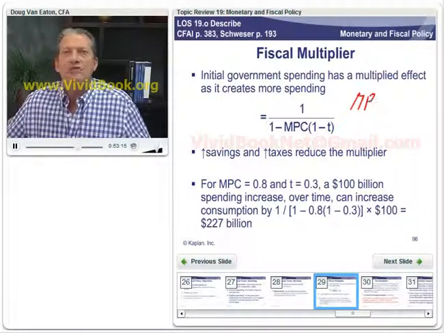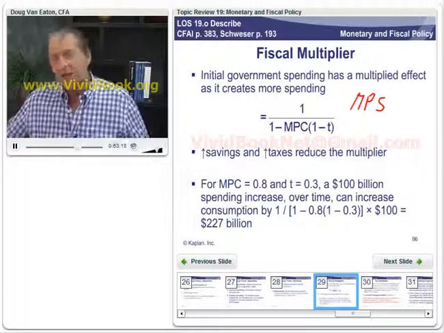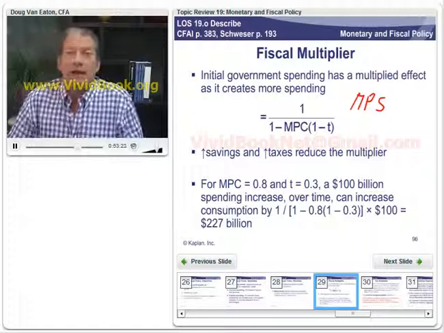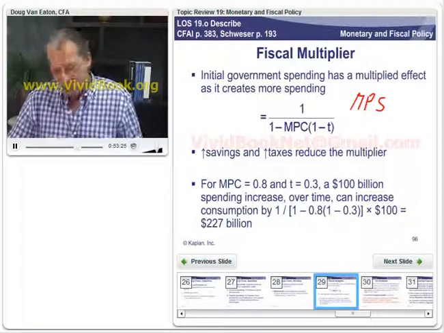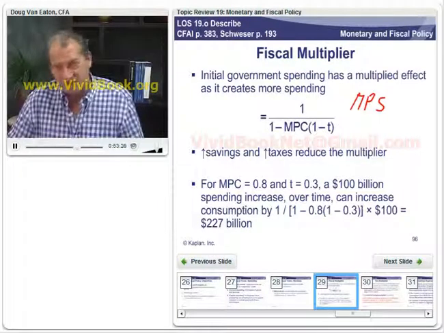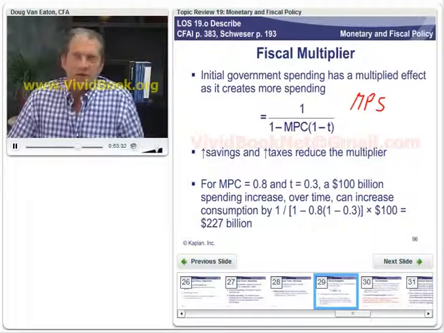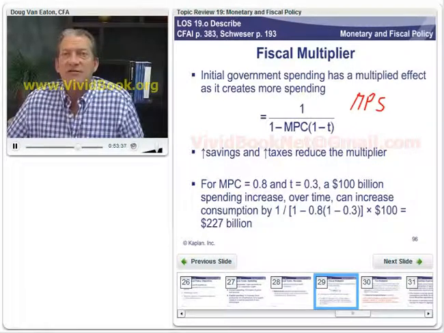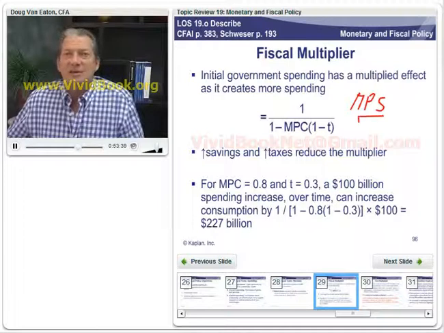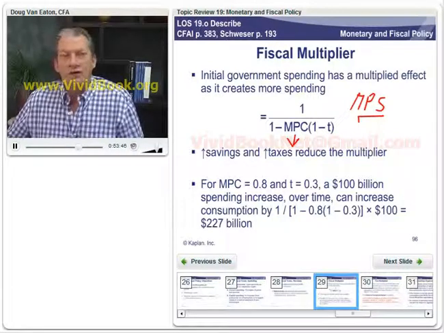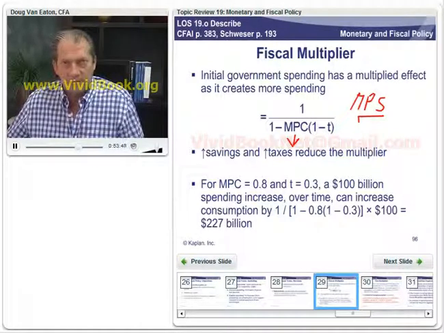Now, sometimes you'll run into, rather than the marginal propensity to consume, the marginal propensity to save. And that's just the complement of that. So the marginal propensity to consume is 0.84. The marginal propensity to save is 0.16. So an increase in the marginal propensity to save decreases the marginal propensity to consume, and that's going to reduce the multiplier.